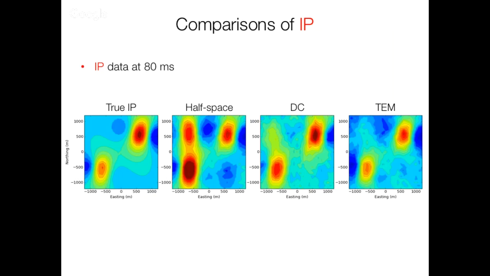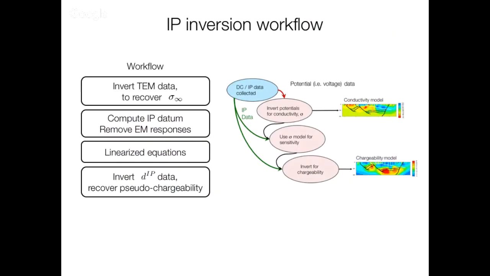So here are the comparisons of the IP data. Here's the true IP data. Here's what you get using a half space. Here's what you get using the DC, and here's what we get with the TEM. This is arguably maybe even just a bit better. And ultimately, of course, what you'd like to do is to use both of these.